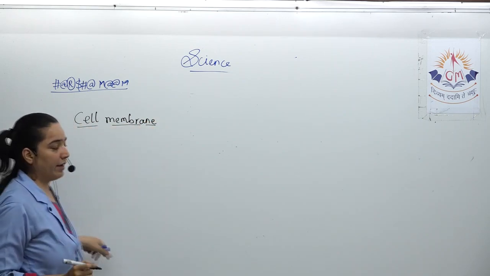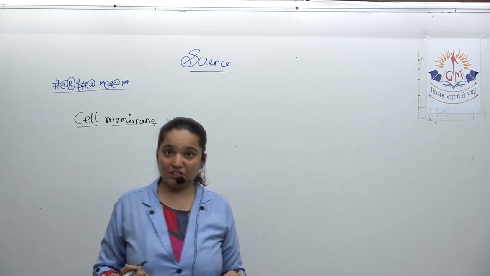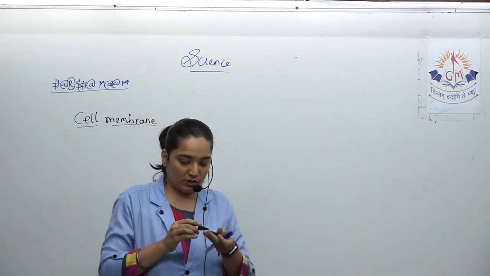What is the cell membrane? It is the outer layer of the cell which gives shape and size to the cell.